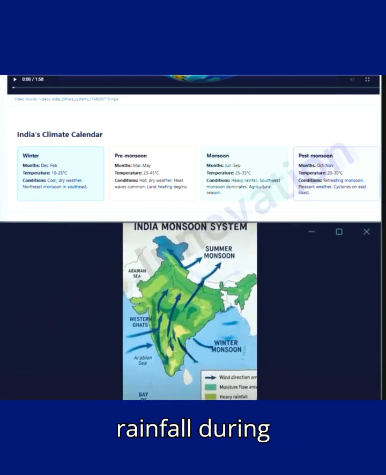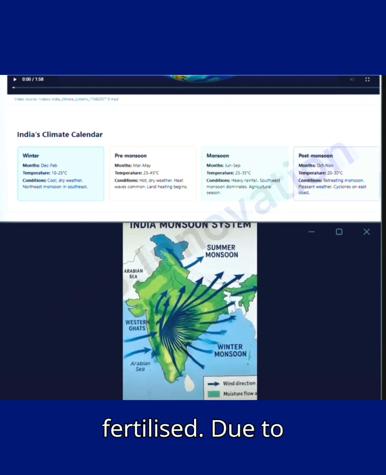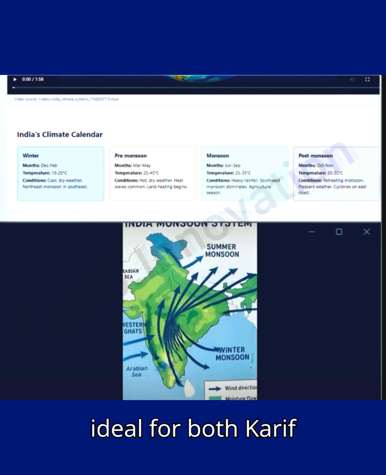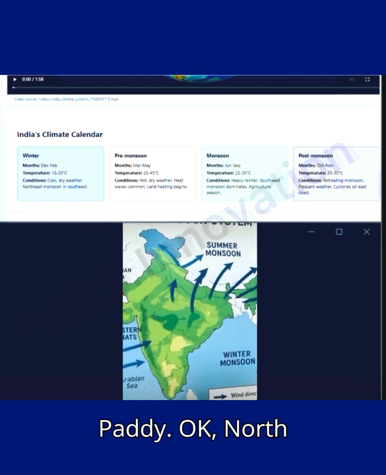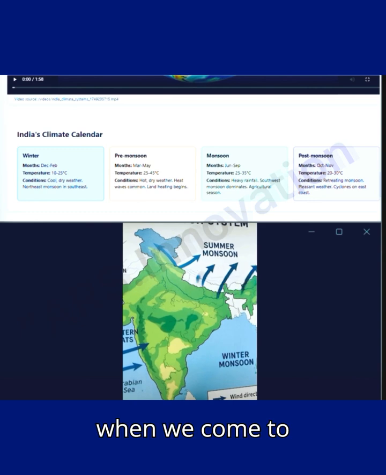Indo-Gangetic plain, from Punjab to West Bengal: hot summers and cold winters occur, with good rainfall during the southwest monsoon. Due to this, the fertile land is ideal for both kharif and rabi crops, that means rice, wheat, maize, and paddy.